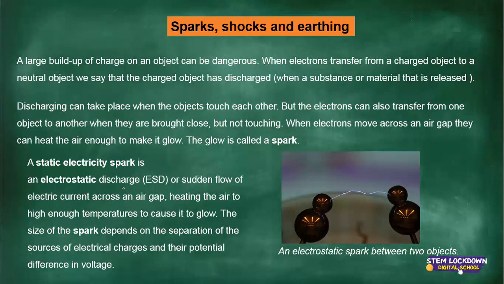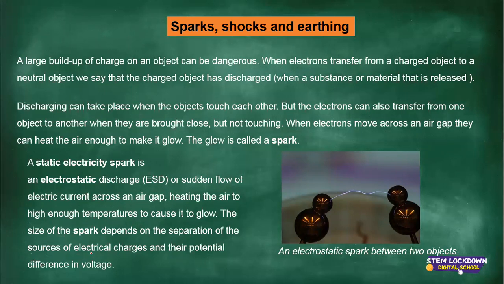So an electrostatic discharge is basically a sudden flow of electric current across an air gap, heating the air to high temperatures, which causes this glow. So another way of putting this is that basically the electrostatic discharge starts because of a sudden flow of electric currents across the air gap. Can you see? A sudden flow of electric currents across this air gap, and because the air is heated, it causes this glow.